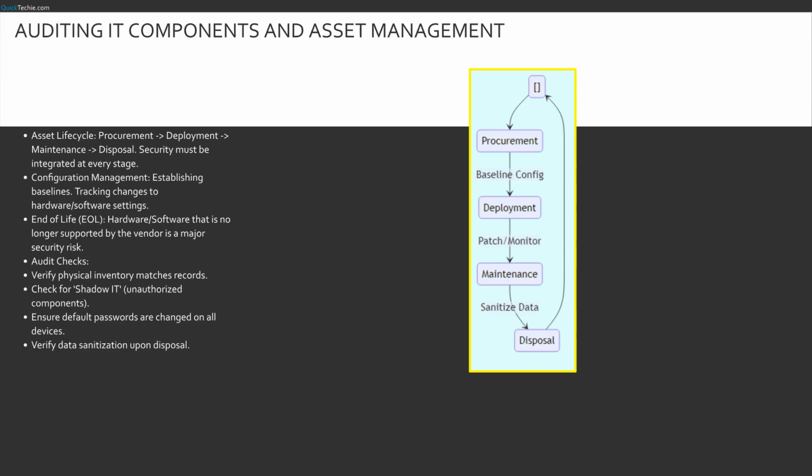This state diagram tracks the asset lifecycle. We move from procurement to deployment, where the secure baseline config is applied, then to maintenance for patching. Finally, the asset reaches disposal. The critical transition out of disposal requires data sanitization to ensure no secrets leave the building with the trash.